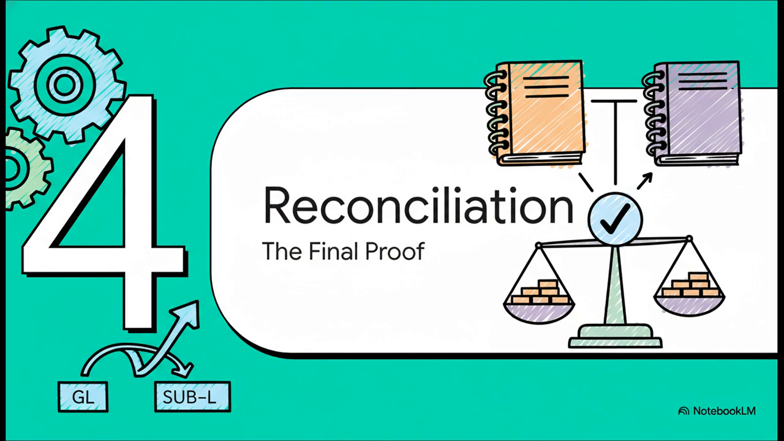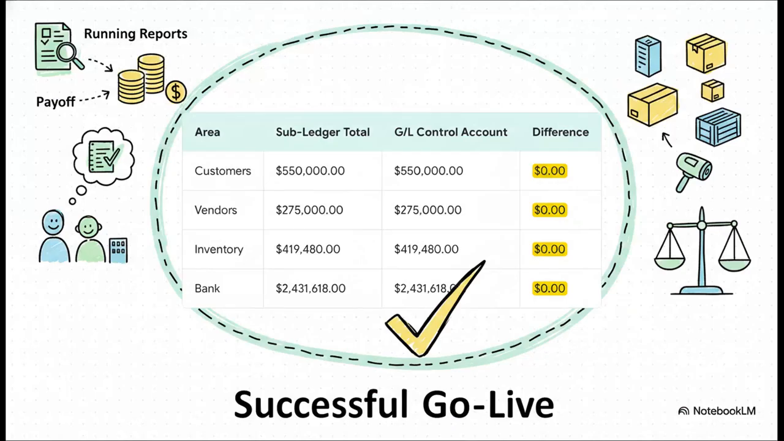Reconciliation is, without a doubt, the most critical final step. We absolutely have to confirm that the summary balances in our general ledger perfectly match the detailed totals from our subledgers. And this right here, this is the payoff for all that careful work. We run our key reports and the results speak for themselves.